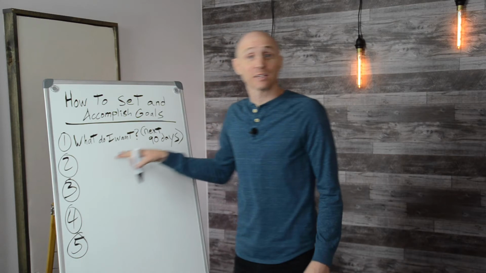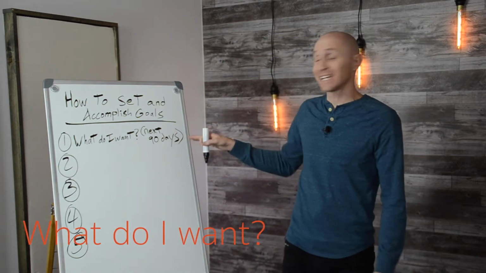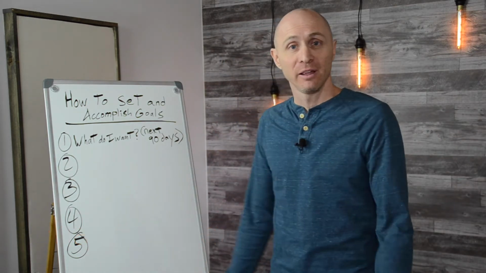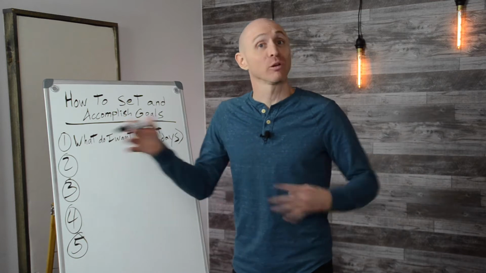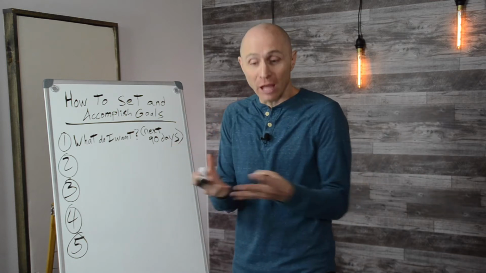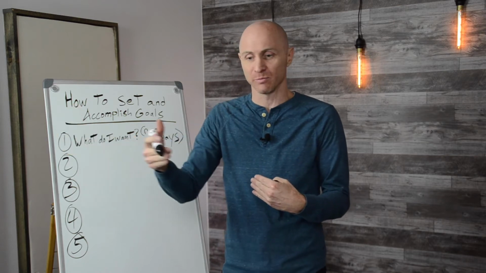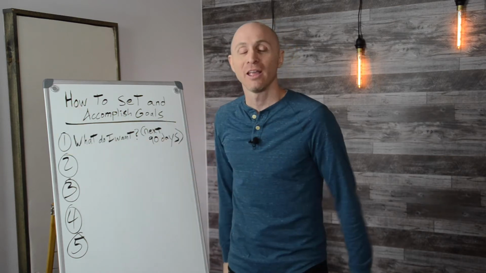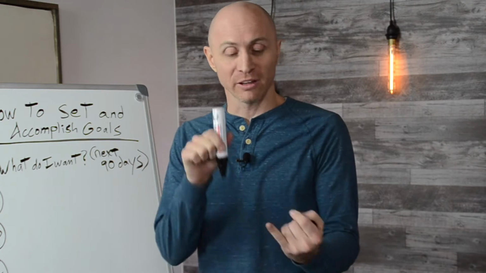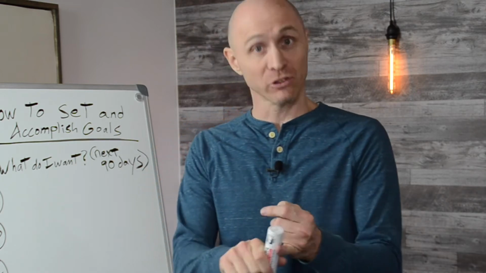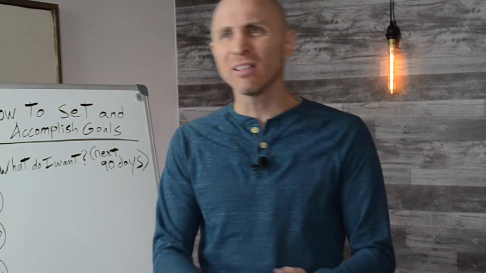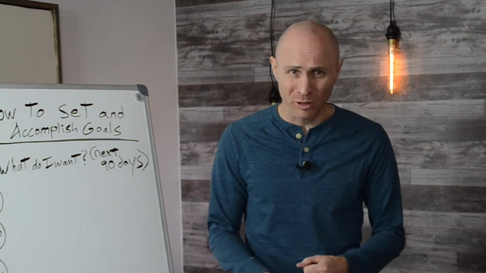So the first step is just to ask yourself, what do I want? Now we're gonna do this in increments of 90 days. What do I want in the next 90 days or less? And then you get to say, okay, so when am I going to do this by? Is it going to be 90 days from now, or am I going to give myself maybe 2 months or something like that? But what do I want? Is it a specific financial goal? Is it a specific weight loss goal, specific relationship goal?